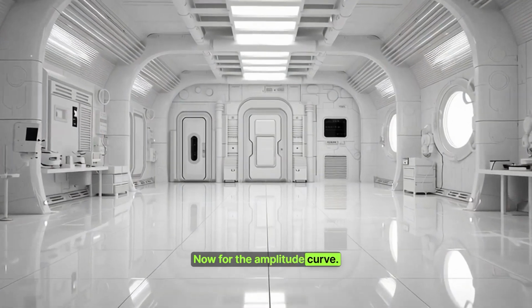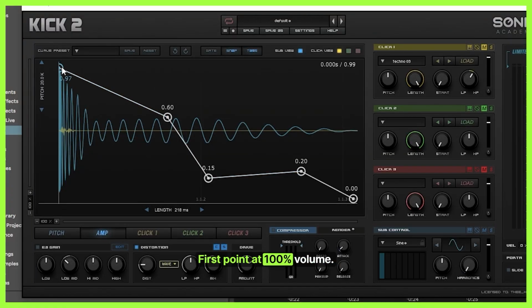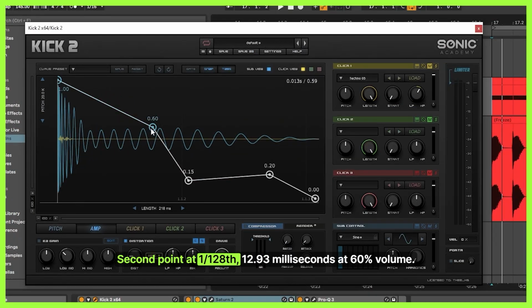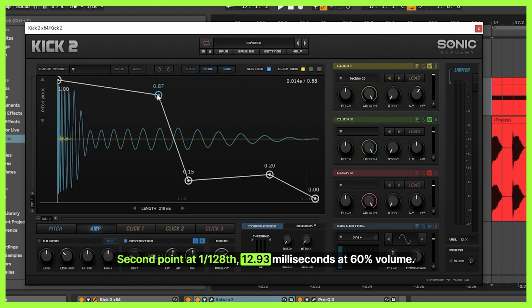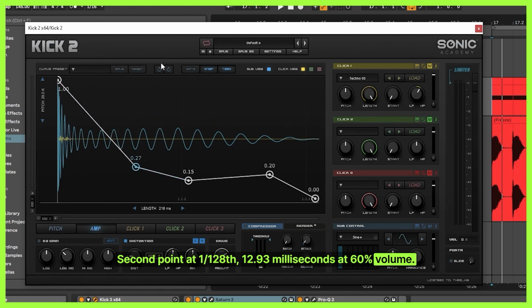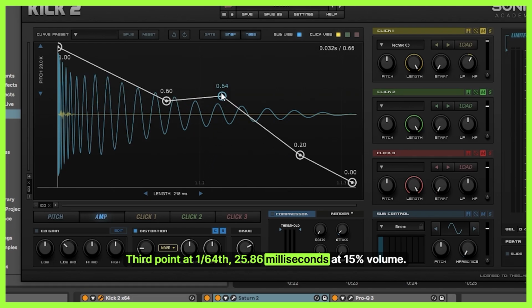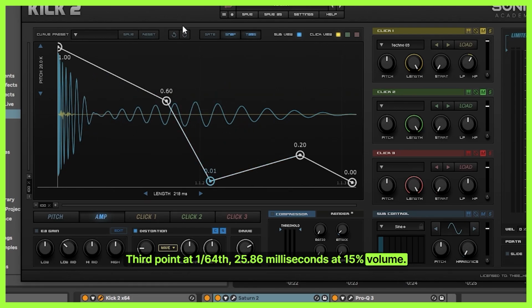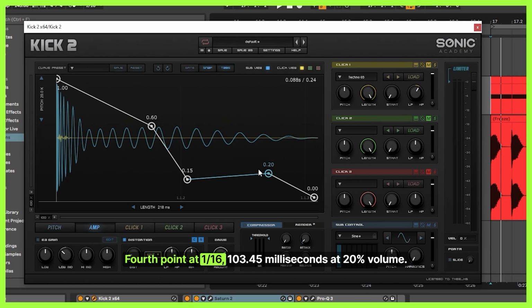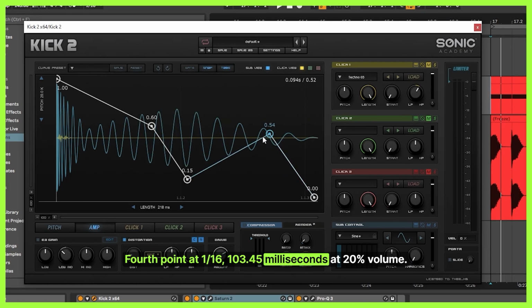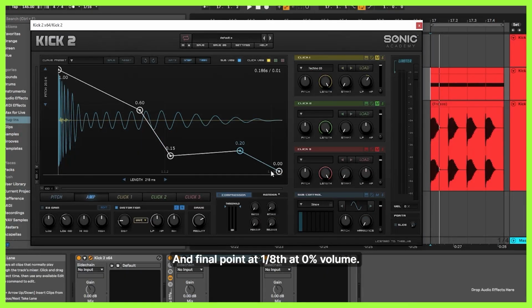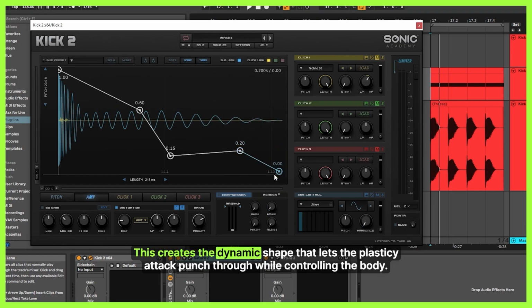Now for the amplitude curve, first point at 100% volume, second point at 1/128th, 12.93 milliseconds, at 60% volume, third point at 1/64th, 25.86 milliseconds, at 15% volume, fourth point at 1/16th, 103.45 milliseconds, at 20% volume, and final point at 1/8th at 0% volume. This creates the dynamic shape that lets the plasticky attack punch through while controlling the body.